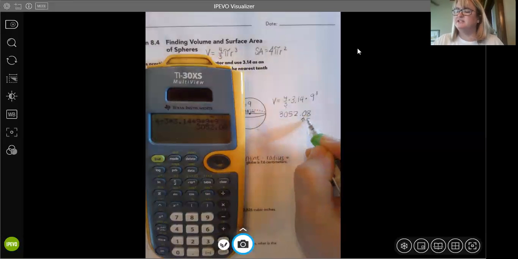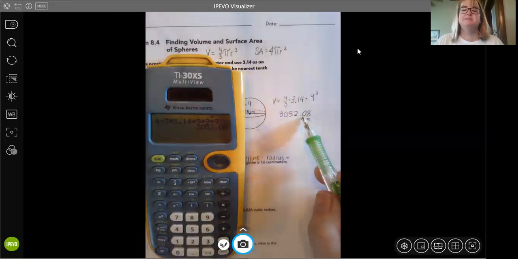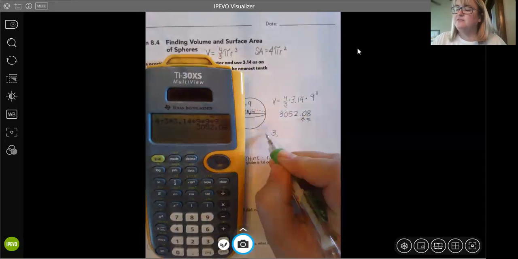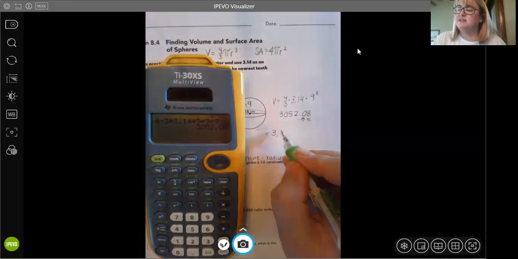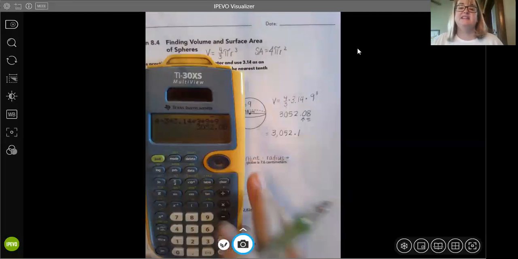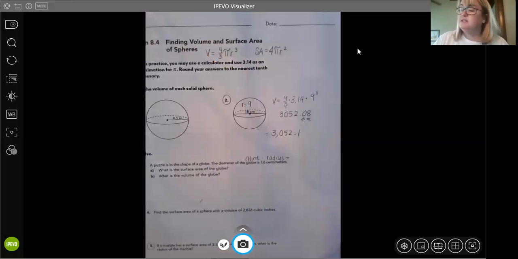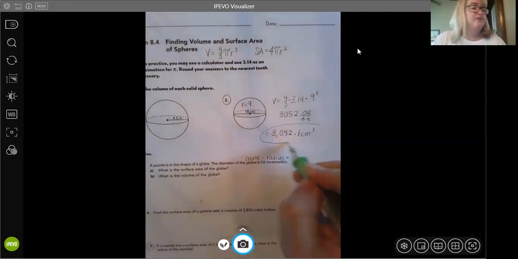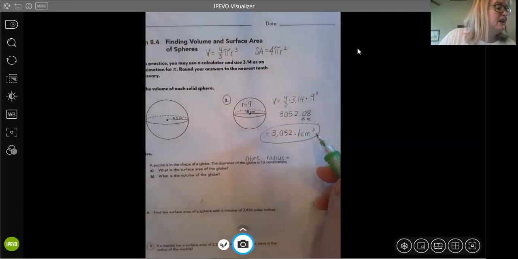The hundredths place does the talking. So do we leave a 0 in the tenths place or put a 1? Well, we are going to put a 1. So the volume is 3052.1. My unit is centimeters. Volume is a cubic measure, so it's centimeters cubed. So that is your answer for number 2.